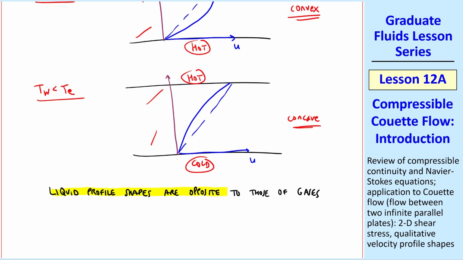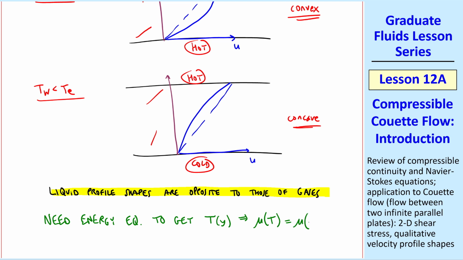Again, this is just a qualitative result. To actually get the shape of these profiles, we need the energy equation to get temperature as a function of y, which will give us mu as a function of temperature or indirectly as a function of y. Since mu appears in the momentum equation, the energy equation will be coupled with our momentum equation. We'll add the energy equation to our analysis in the next lesson.